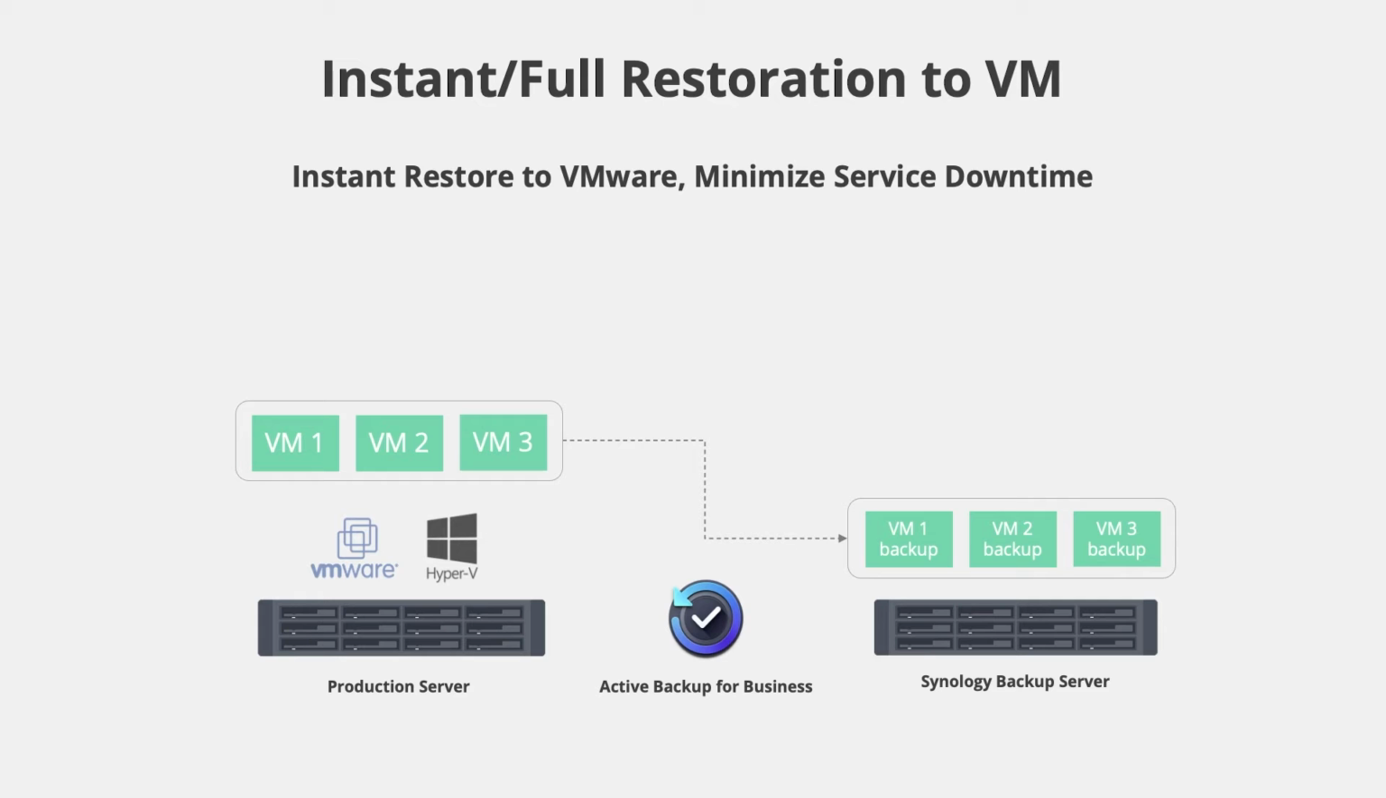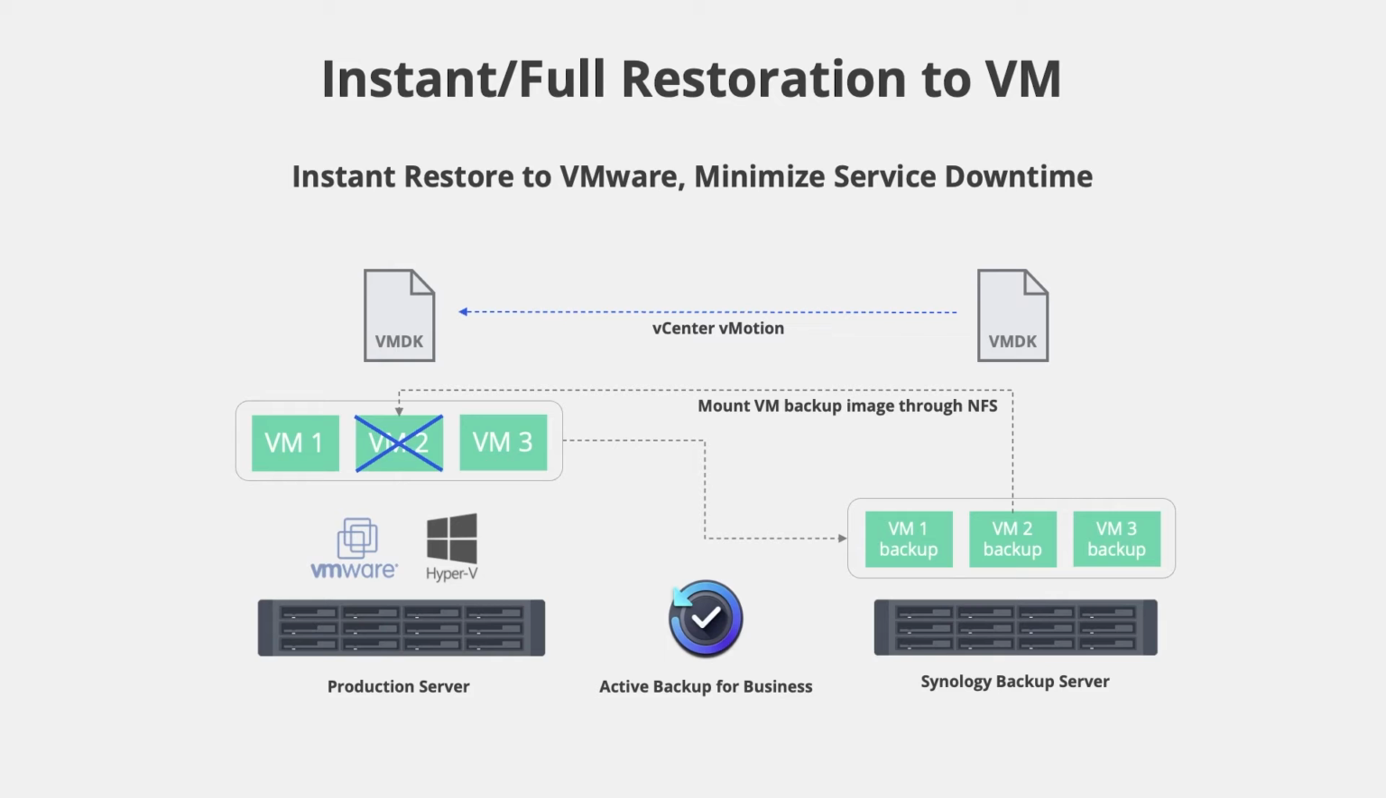When there is damage to the virtual machine on the production server, by selecting the Instant Restoration feature, the whole server will boot directly from the backup image on the Synology backup server. The virtual machine's backup image will be mounted via the NFS protocol. Once everything is fixed, with the power of vCenter, the virtual machine can be live migrated back to the production server without any downtime.